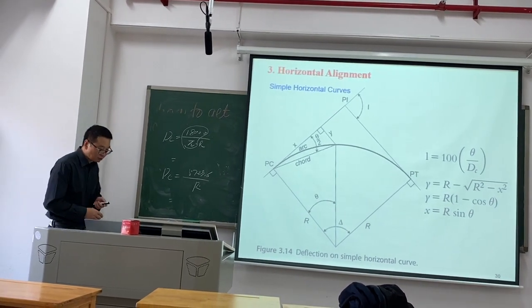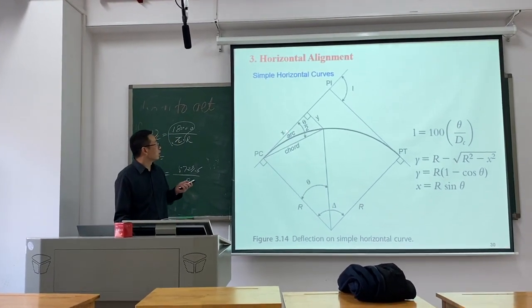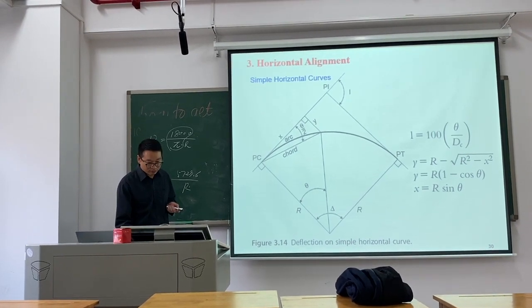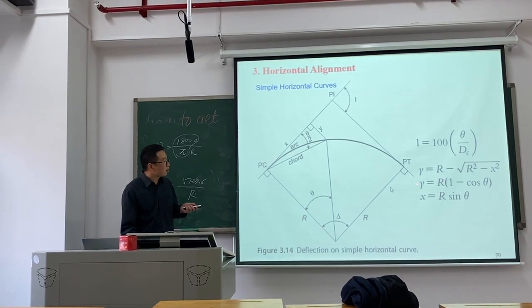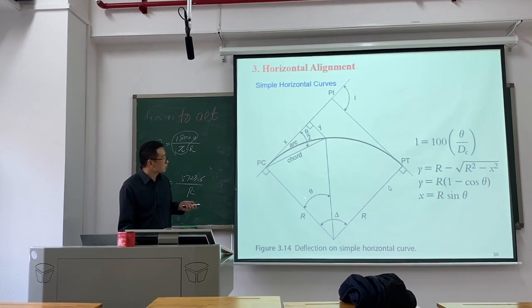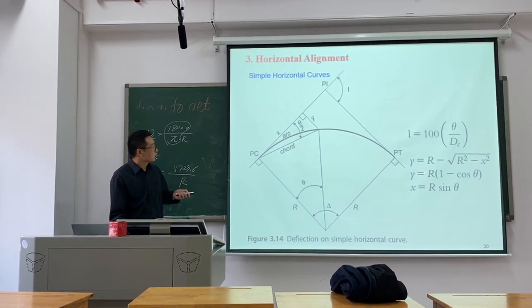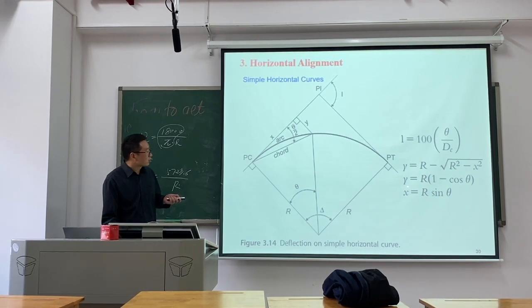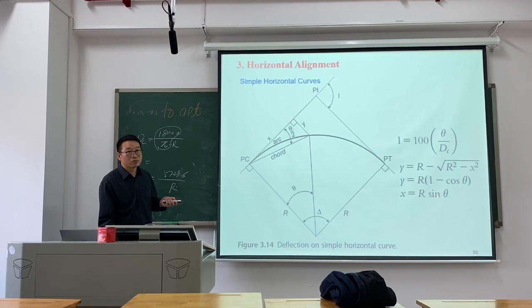If you find y, then you find x. Then we can find PL and we can find I. When we know the radius and x, we can know y. Then with x and y, we can use these formulas to calculate.